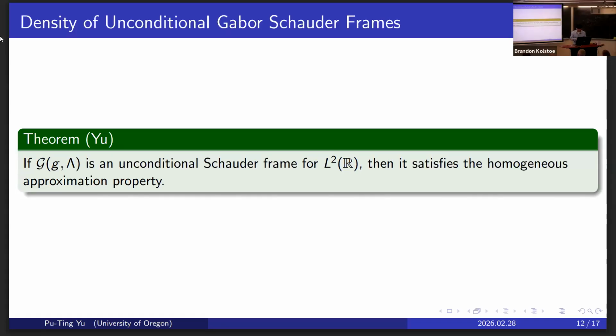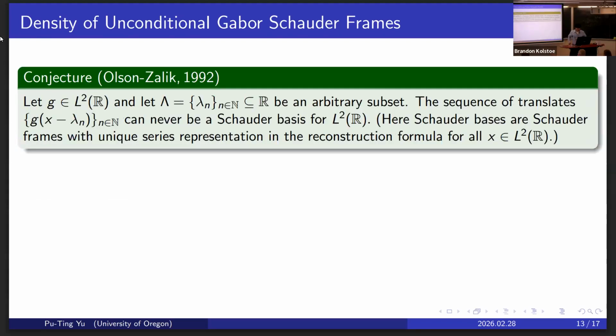Okay, and the next result I want to talk about is another application of this density result that Christensen, Deng, and Heil met back in the 1990s, about some partial answers to the Olsen-Zvavitch conjecture. So Olsen and Zvavitch formulated this conjecture back in 1992, saying that if you take a function g in L2(R) and any countable subset lambda n from R, then the sequence of translates g(x minus lambda n) can never be a Schauder basis.